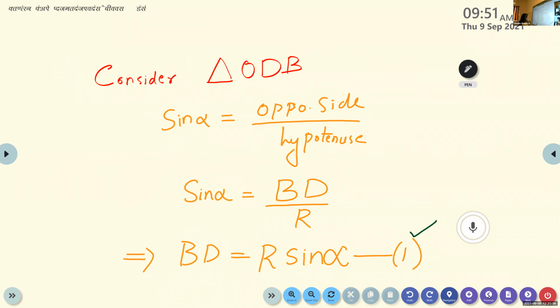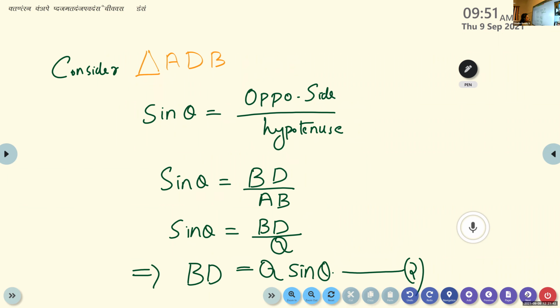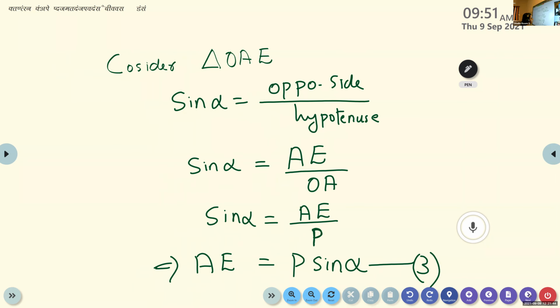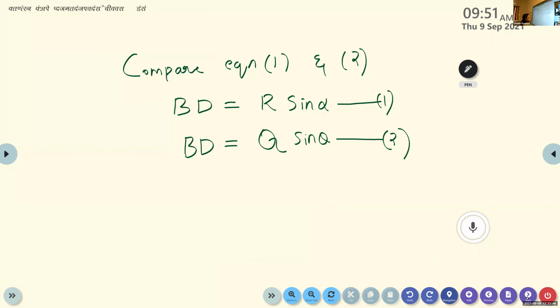From our first equation we have BD is equal to R sin alpha, and from the second equation we have BD is equal to Q sin theta. So what about the LHS of these equations? LHS are same. From the first equation BD is equal to R sin alpha, and from the second equation we get BD is equal to Q sin theta, right?